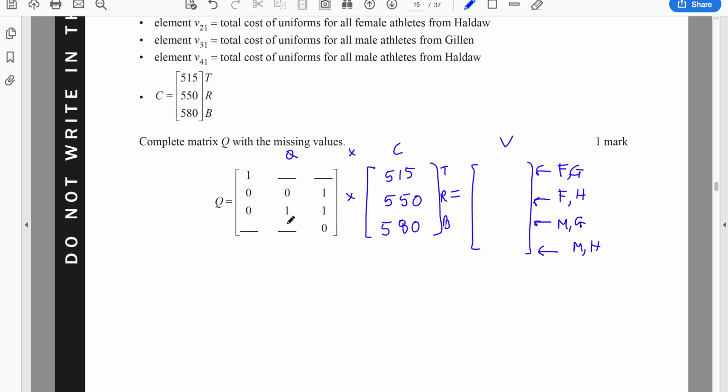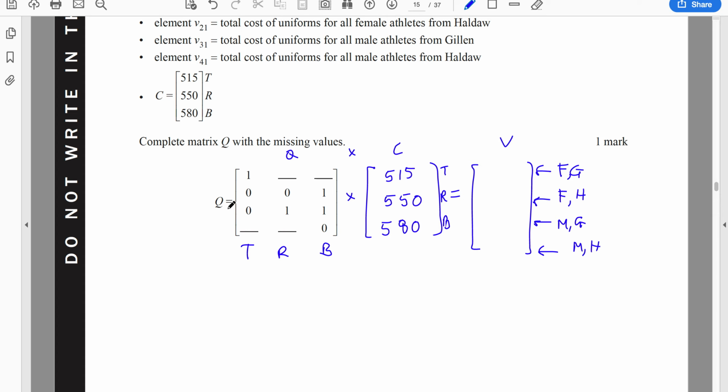So when this multiplies, I'm going to have a run and a dive, and that's going to give me females from Gillen. So what I'll do is make sure that in this matrix, I've got the events in the right order. So see how the run and the dive is going to match. Table tennis needs to match with table tennis, running needs to match with running, and basketball needs to match with basketball.